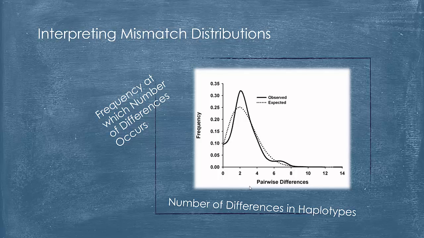So if you look on the y-axis of this mismatch distribution, it is representing the frequency at which the number of differences occur. And then along the x-axis is the number of differences in haplotypes. So if we look at it, two haplotype differences have the highest frequency in our distribution in the population. The dotted line then represents our expected from our model, and the observed is the darker line, which shows what we actually found in the population.